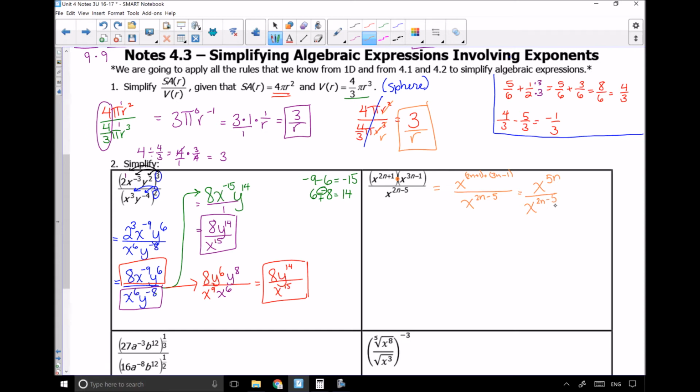Well, that ends up being x to the power of, I need to subtract my exponents, so it becomes 5n minus 2n minus 5. But I have to distribute that negative, so it technically becomes x to the power of 5n. This negative, when I distribute it, I get minus 2n, and then I get plus 5. So I end up getting x to the power of 5n minus 2n is 3n, so I get x to the power of 3n plus 5.